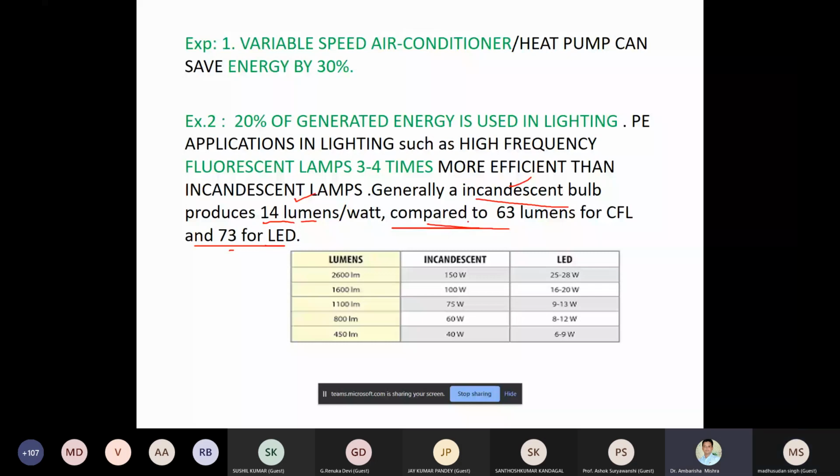PPT is not moving. It is only on the variable speed air conditioner slide. Oh, it is not fine. Is it okay now? No, sir. I think you need to share it again. I think I will stop and share again. Yes, sir.